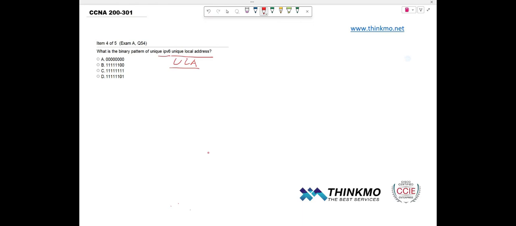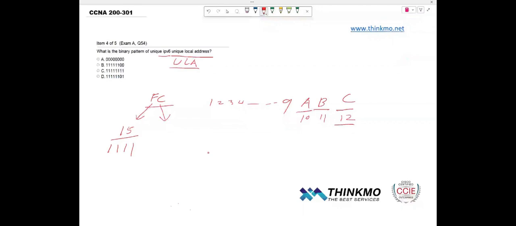Now, as we all know, its hexadecimal writing format starts with FC. The F converted to decimal is 15, and then converted to binary, it's 1111. And what about this C? In hexadecimal, it's 1, 2, 3, 4, 5, 6, 7, 8, 9, then 10 is A, and 11 is B. Then 12 is C, so this C, its decimal is equal to 12.